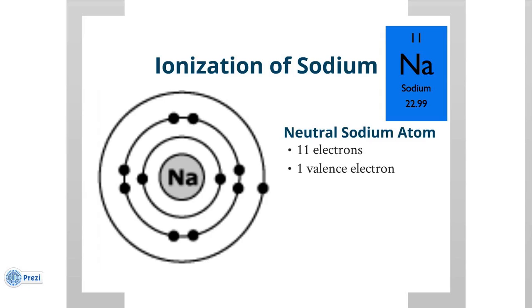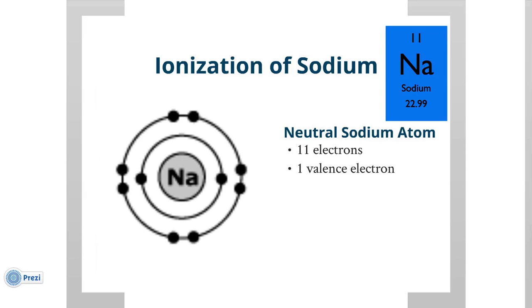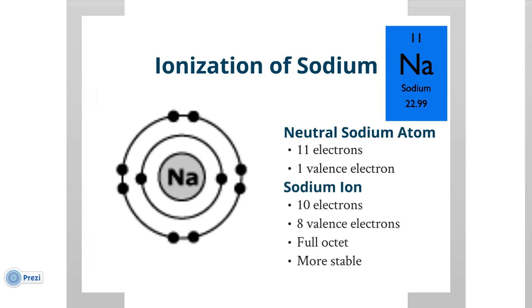Now, carefully look at that figure on the left. It's going to turn into a sodium ion. You see how it changed? It now has only 10 electrons, but it has 8 electrons in its outermost shell, 8 valence electrons. So when sodium lost its outermost valence electron, it gained a full octet, which makes the sodium ion more stable.